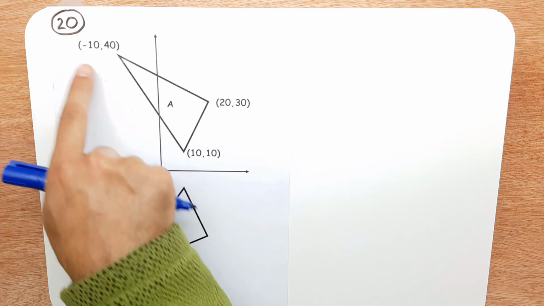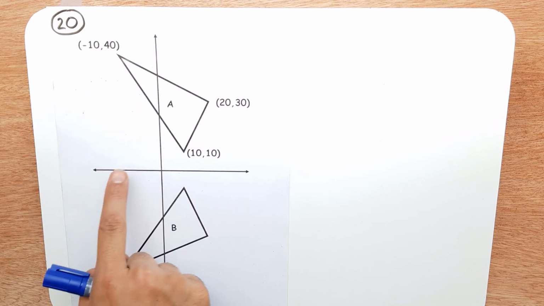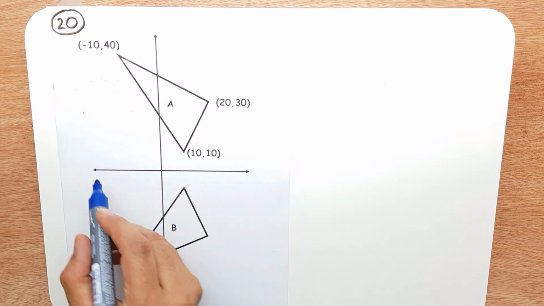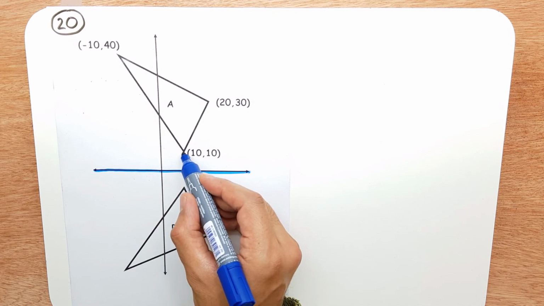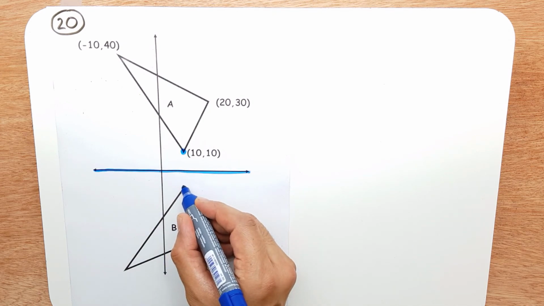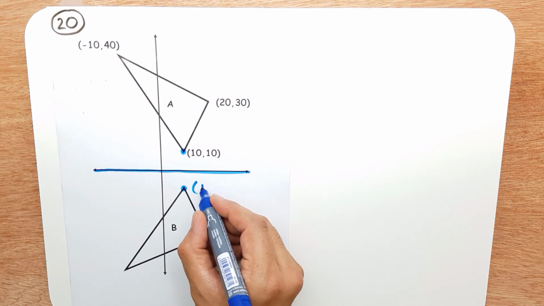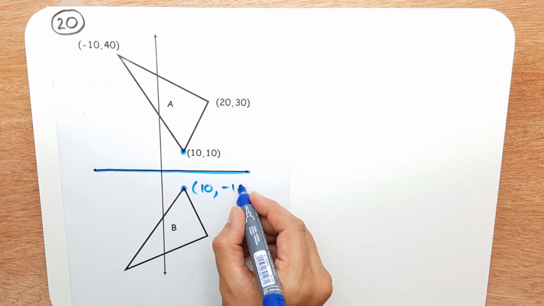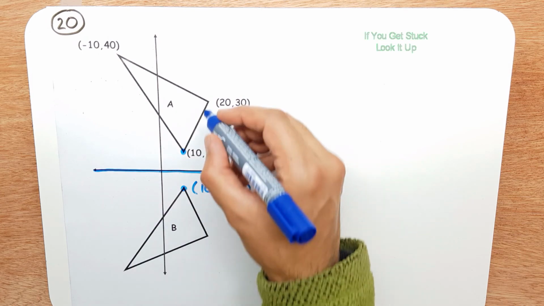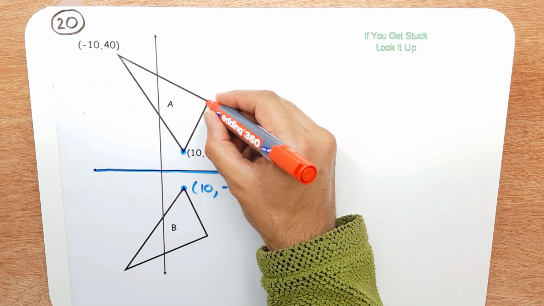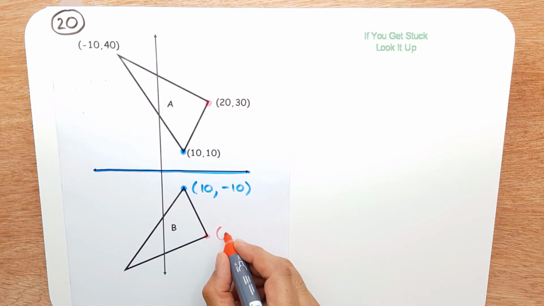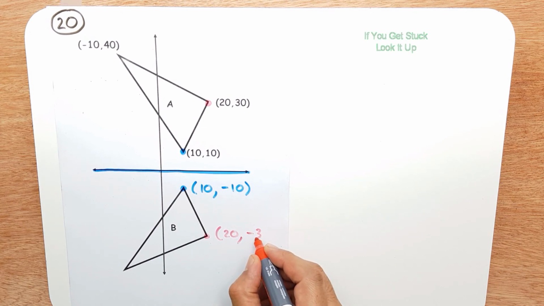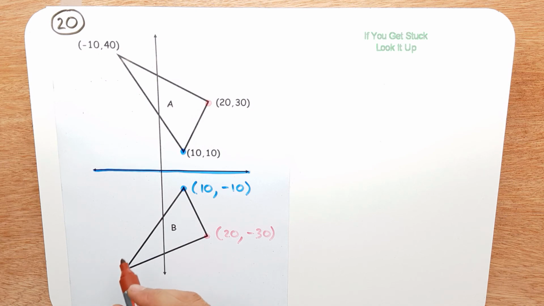For question 20, we're given this triangle and we're told it's reflected in this x-axis. So it's reflected here. And they've reflected this point and it comes here, and they've given us the coordinates. So it's 10, minus 10 or negative 10. And then they've given us this point, which is 20, 30, and it's reflected down here, which is 20, negative 30. And they want us to find this final point.